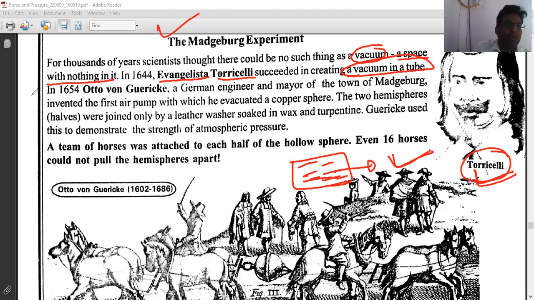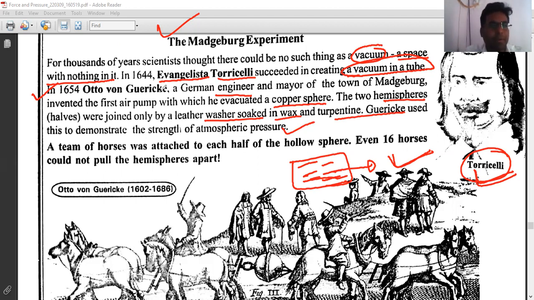So now look at the next point. In 1654, Otto von Guericke, a German engineer and mayor of the town of Magdeburg, invented the first air pump with which he evacuated a copper sphere. The two hemispheres were joined only by a leather washer soaked in wax and turpentine. Guericke used it to demonstrate the strength of atmospheric pressure, right?